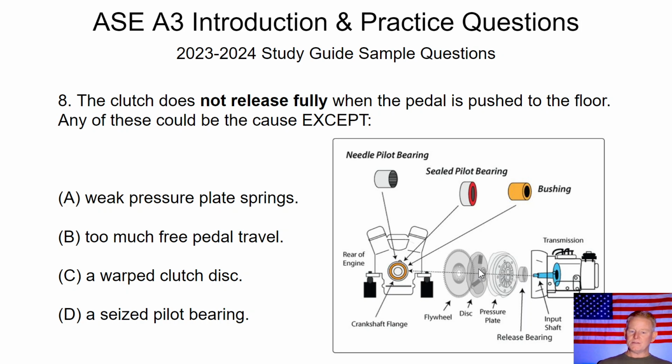And so when the disc is clamped and the clutch is engaged, that's how we get the power from the crankshaft of the engine into the manual transmission. But there's a lot of forces on that clutch.